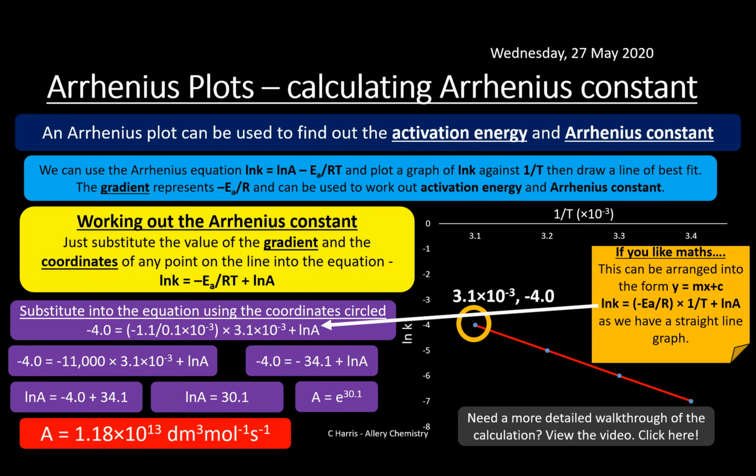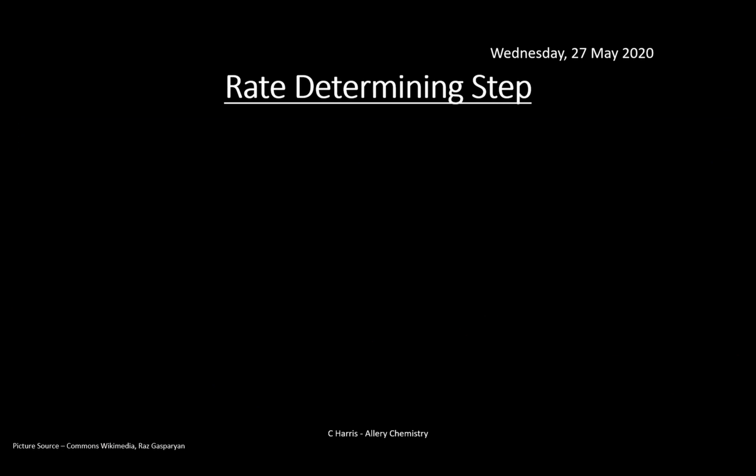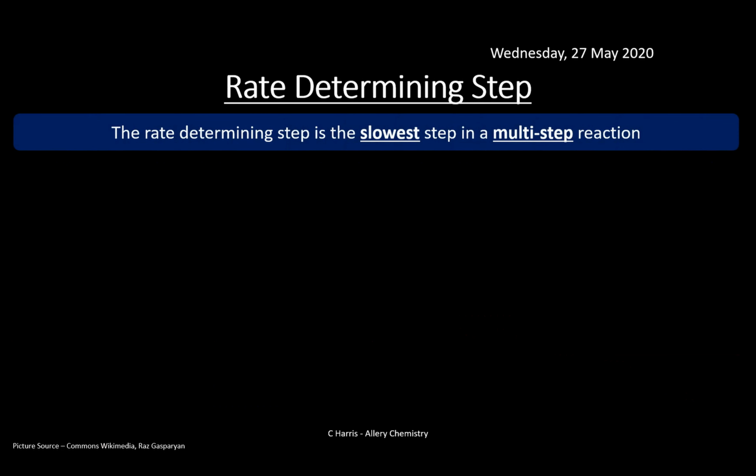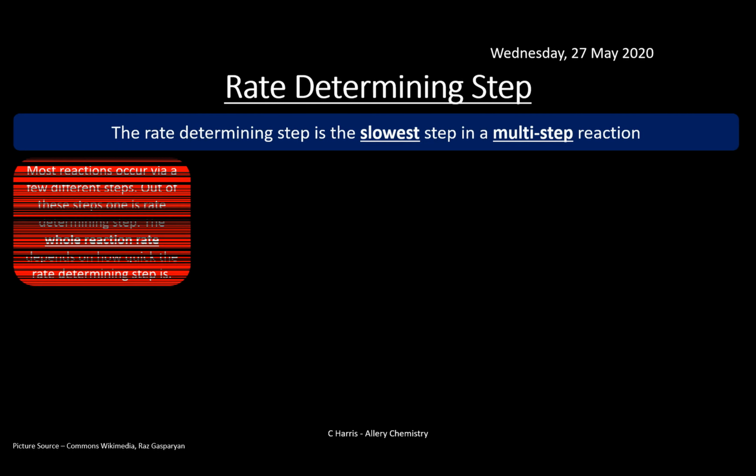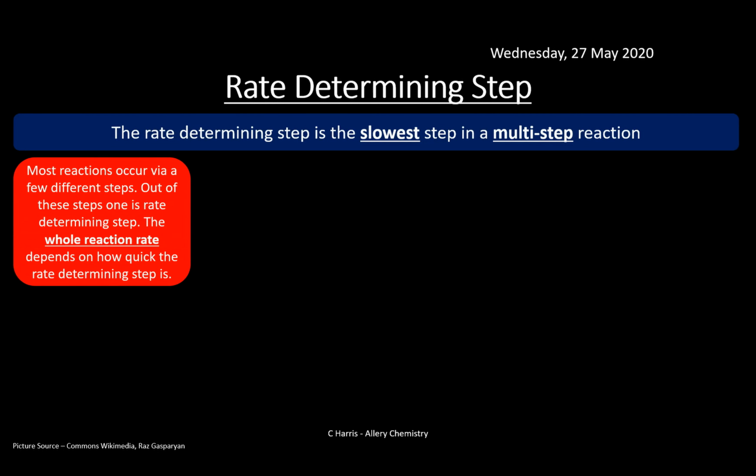So what we're going to do is look at the last sections of this video, which is rate determining steps, your multi-step reactions. The rate determining step is the slowest step in a multi-step reaction. A lot of reactions proceed not via just one step, but by quite a few steps. Most reactions occur via many steps, but there's one step in a multi-step reaction that is the slowest step, and it determines the overall rate of your reaction.